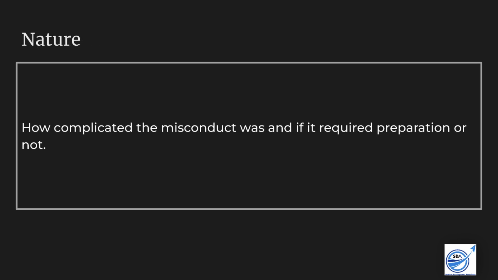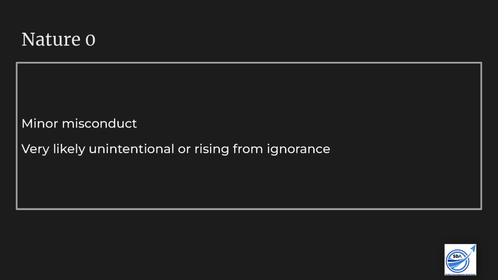With nature, we're talking about how complicated the misconduct was and if it required preparation or not. So while intent is talking about whether or not the student intended to violate policy, nature is talking about how many steps were required for the policy to be violated. So with nature 0, we have minor misconduct. Misconduct that's very likely unintentional or arising from ignorance. Not many steps, if any, were taken that caused the misconduct to occur.